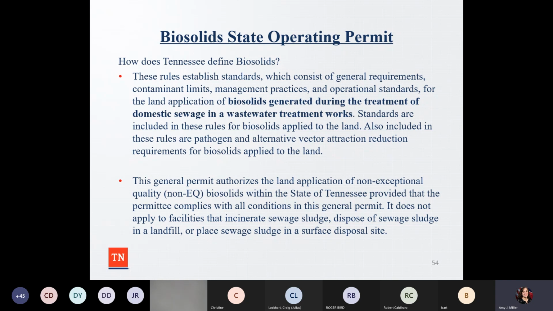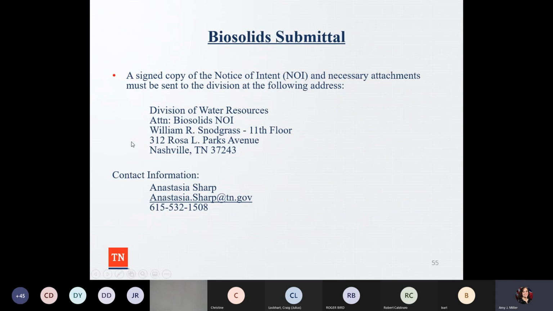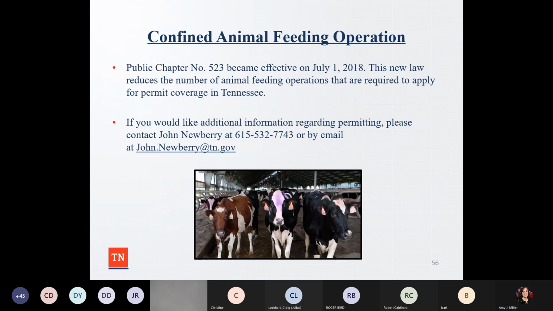And it does not apply to facilities that incinerate sewage sludge, dispose of sewage sludge in a landfill, or place sewage sludge in a surface disposal site. So again, this is some of the information here where you have to have a signed copy of a notice of intent and have the necessary attachments. And then if you have contact information, you can contact Anastasia Sharp.